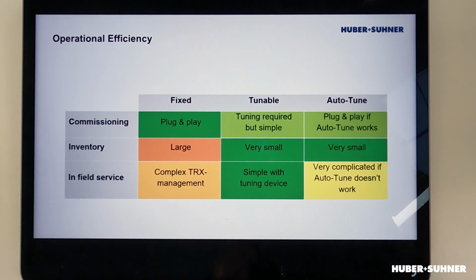The other thing that makes it a little bit more complicated is that there is no indication in regards to the tuning process. So you don't know if the process is still ongoing, if it has locked on, if it has failed or so. In other words, commissioning a system with auto-tuned transceivers can take a long time, and what becomes really challenging is the in-field servicing. If the auto-tune functionality doesn't work, the troubleshooting becomes very complex.